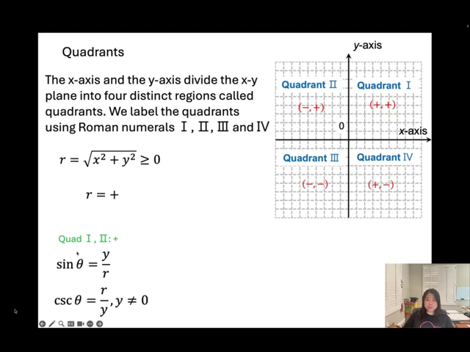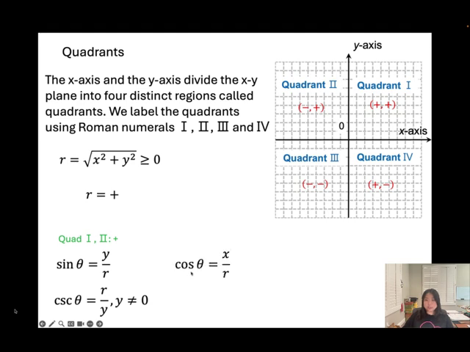So you know sine theta and cosecant theta will be positive when they are lying in quadrant 1 and quadrant 2. If sine theta and cosecant theta are lying in quadrant 3 and 4, they will be negative because y in these two quadrants is negative.